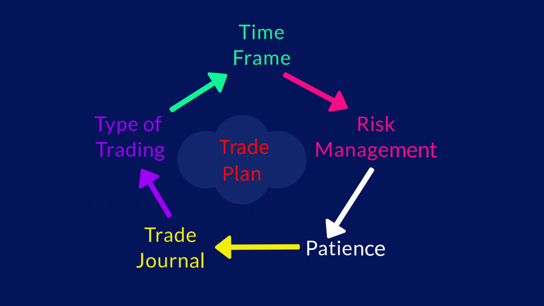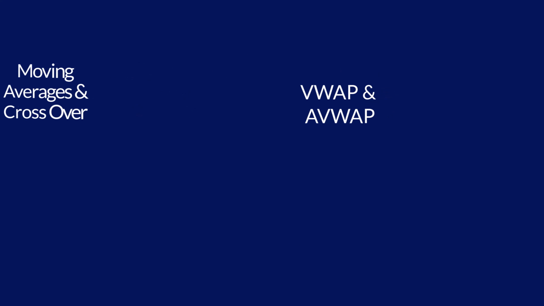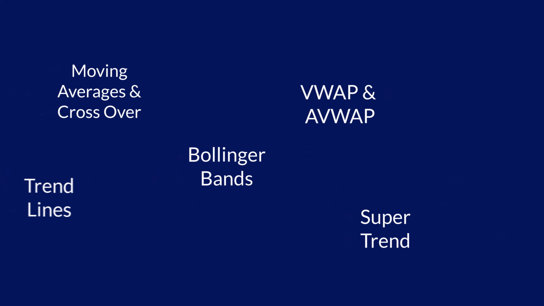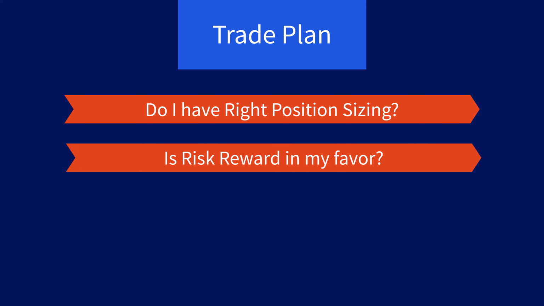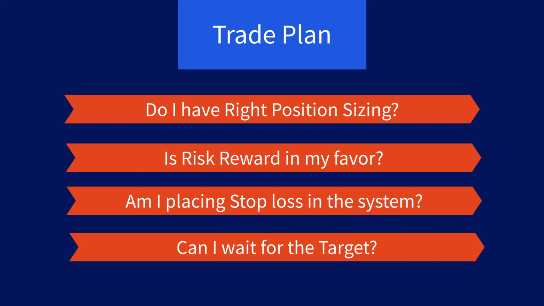So all these elements that we have discussed so far are common to all the traders and investors, irrespective of which trading method they follow. To summarize, let's say you picked up one of the strategies like maybe VWAP or moving average or super trend, whatever it may be. Before taking a trade, you need to prepare a trade plan and you need to see whether you have the right position sizing. Do you have the risk reward in your favor? Are you going to maintain the stop loss in the system? Can you wait for the target? So you need to have answers for all these questions.